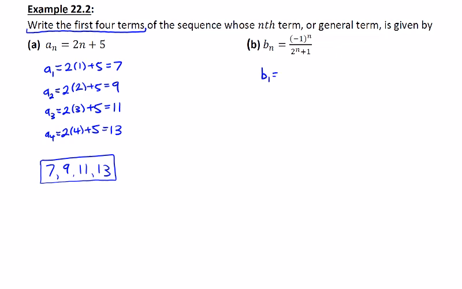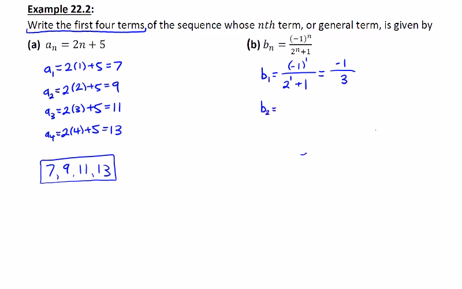So B1 is negative 1 to the first over 2 to the first plus 1. In the numerator, negative 1 to the first will just be negative 1. In the denominator, 2 to the first power plus 1 would be 3. And that looks like a simplified fraction, negative 1/3. So there's your term value.